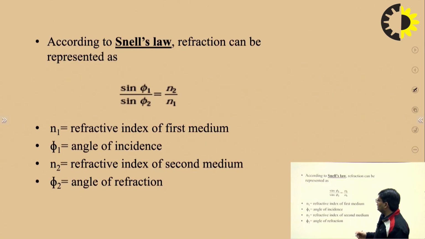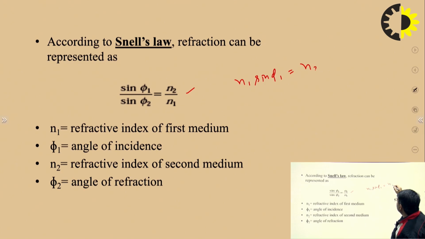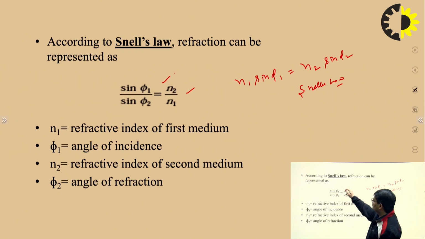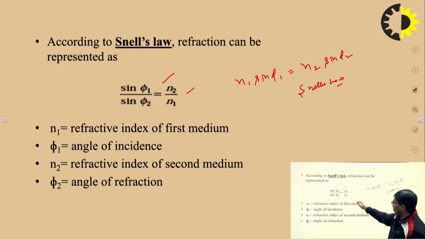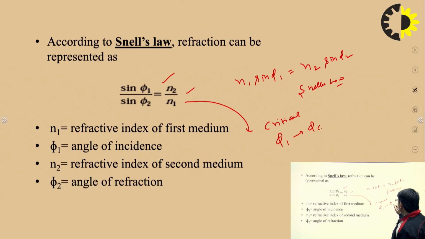In the previous slide, we can apply Snell's law. Snell's law says that the refractive index of one medium times the sine of the angle in that medium will be equal to the refractive index of the second medium times the sine of the angle in that medium. So this is Snell's law. From this we can apply the condition of critical angle. At critical angle, we know that phi 1 becomes phi c and phi 2 becomes 90 degrees.